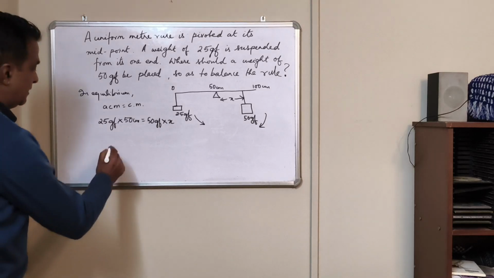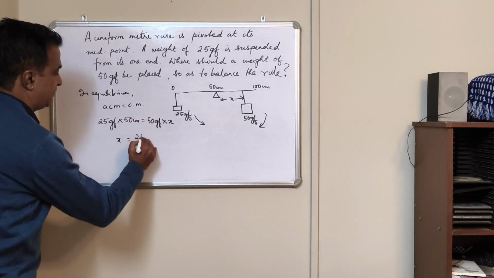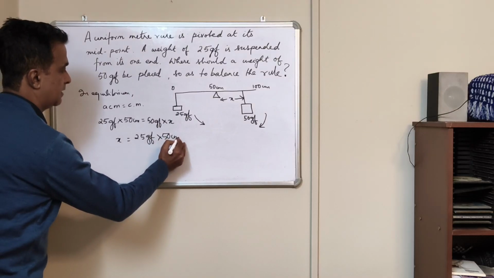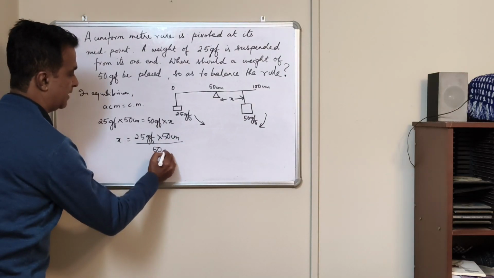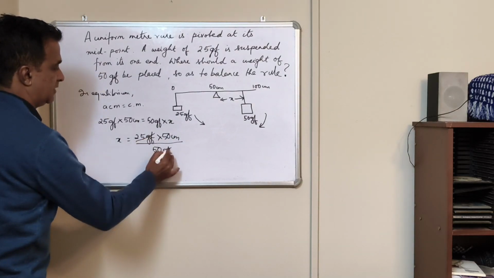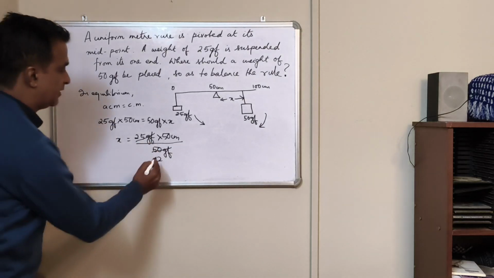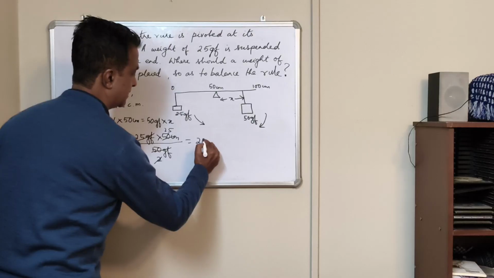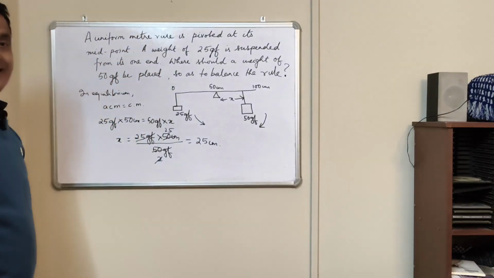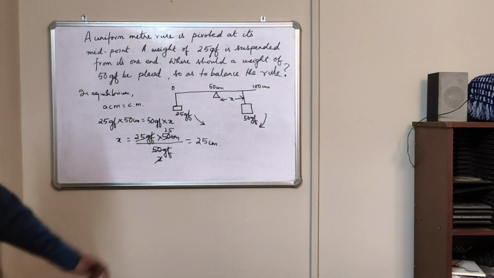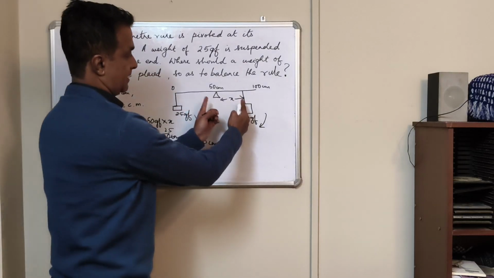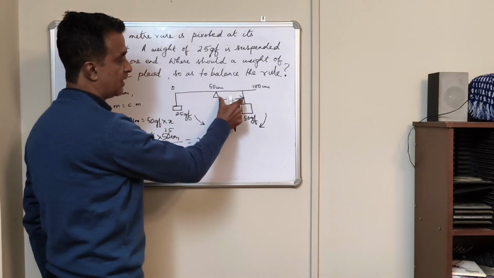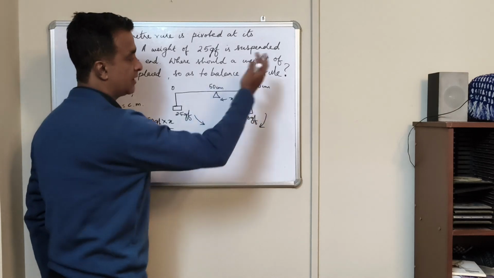Now to find x, it is 25 gf into 50 centimeters divided by 50 gf. So 50 divides it twice and 2 divides 50 twenty-five times. So we are getting 25 centimeters. Now we need to express our answer properly. 25 centimeters is this distance. So one way of writing our answer is 25 centimeters from the fulcrum or from the support on the right hand side.